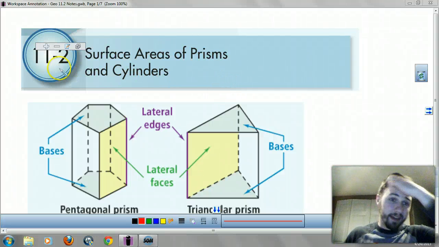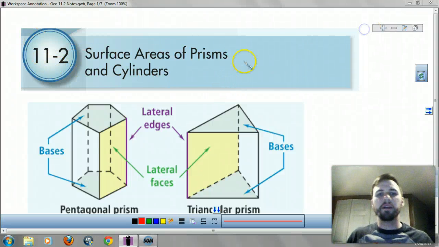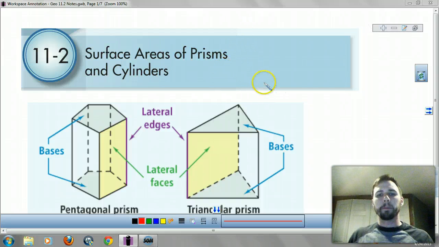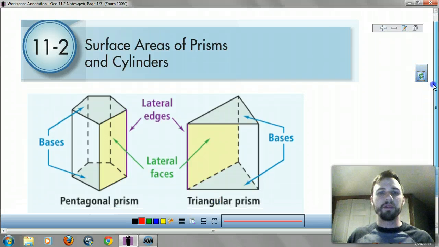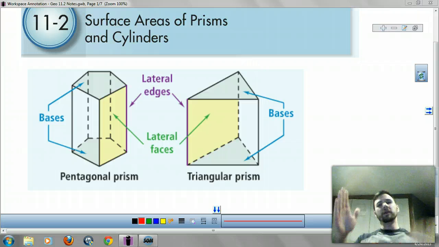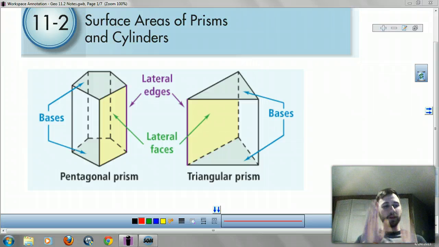Today we're looking at 11.2 surface areas of prisms and cylinders. Here's a picture of a prism. A prism is a base connected to another base. A prism would be something that if you look at one end, it's the same as the other end.